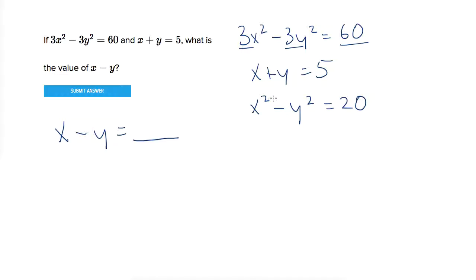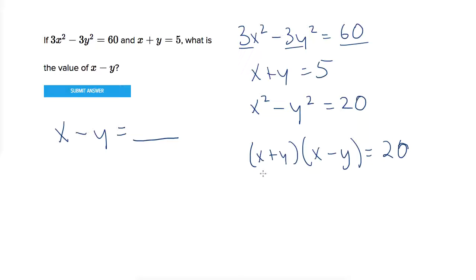Okay, well now I recognize the special perfect square form here, where I have x squared minus y squared, which means I can actually factor that out. So this is just a key thing that you need to know for these standardized tests in general. All right, so I can factor that out into x plus y times x minus y equals 20.